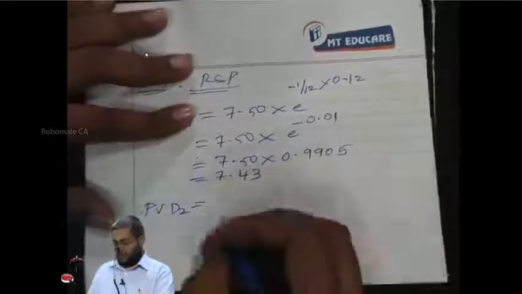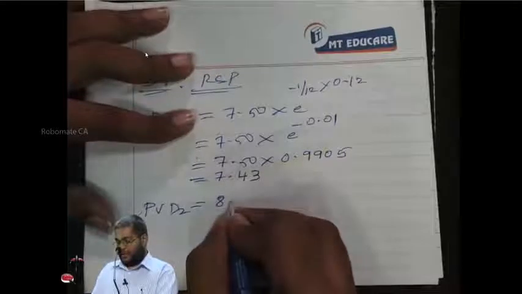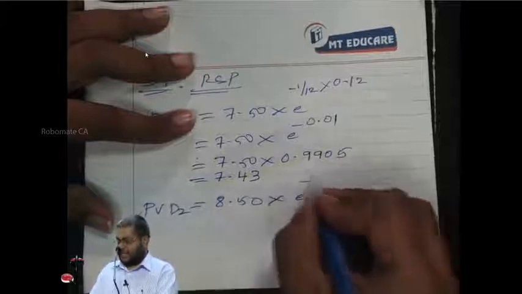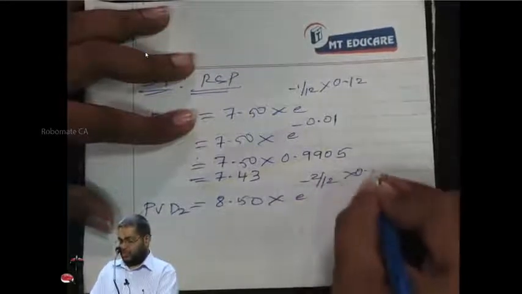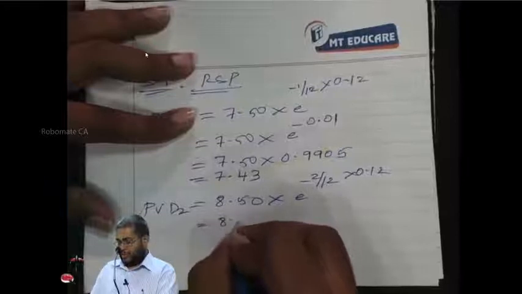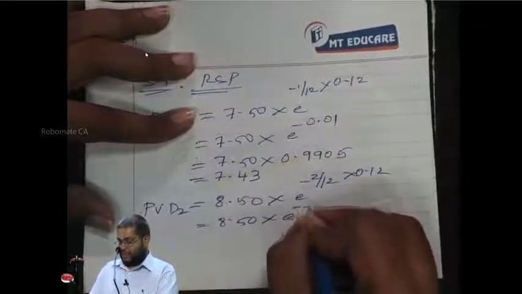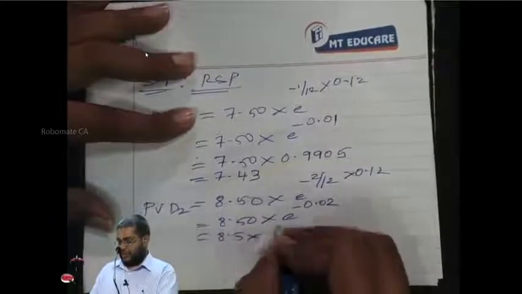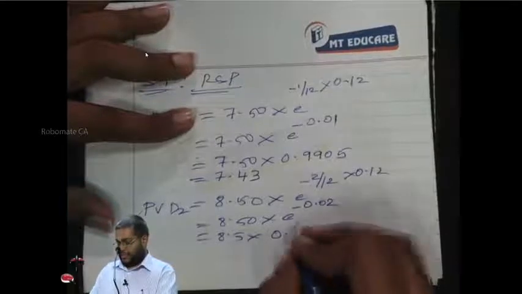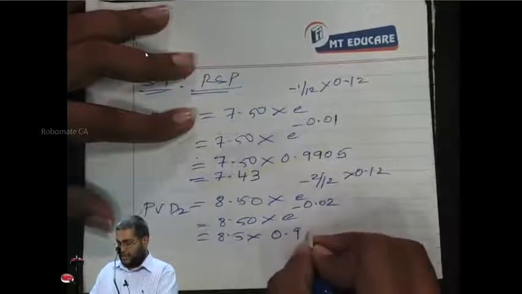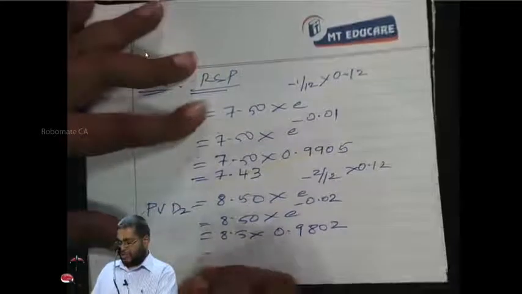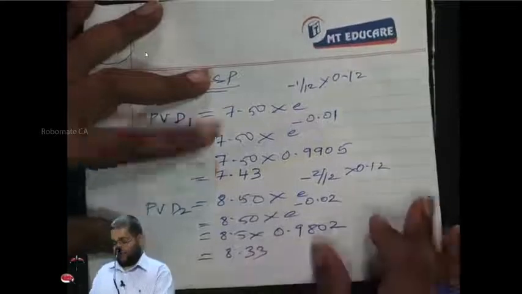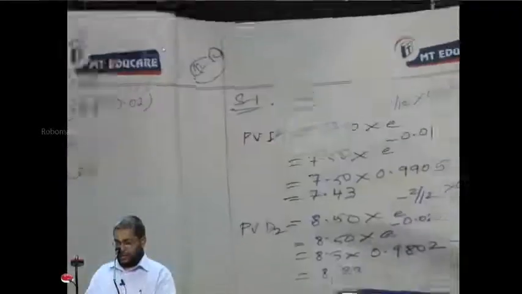PV of dividend 2. What is the dividend 2 amount? 8.50 into e power minus, after 60 days, 2 by 12 into 0.12. 8.50 into e power minus 0.02 is equal to 8.5 into 0.9802. Tell me the number. 8.33. Present value of dividend 2 is 8.33. I hope you are all following.